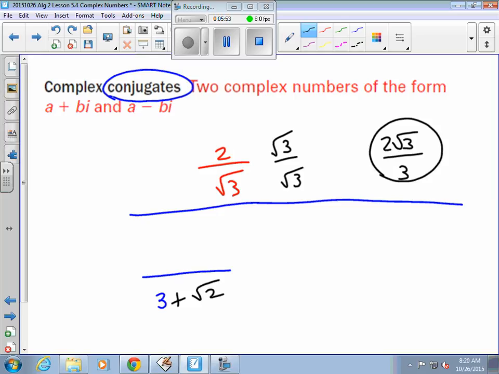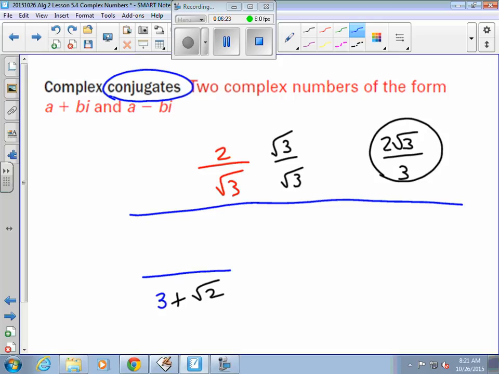You can't rationalize this by multiplying it by the square root of 2 over the square root of 2. This doesn't do it because it's not just one term. It's not just a monomial. You can't do just this because this bottom term, this denominator, is not just the square root of 2. It's 3 plus the square root of 2. So the way you get rid of this is you use what's called the conjugate.